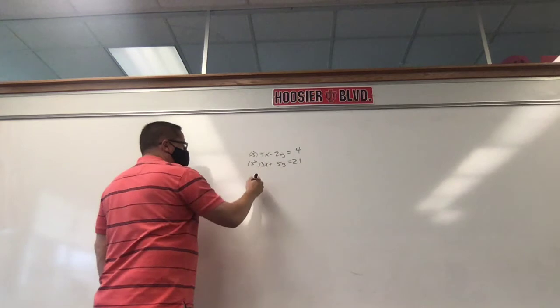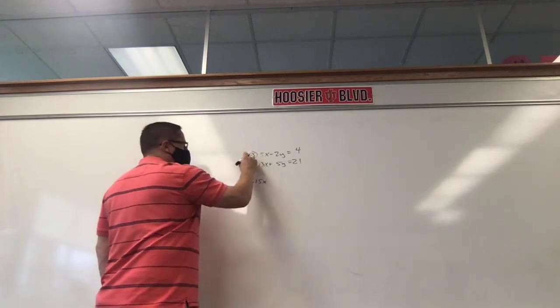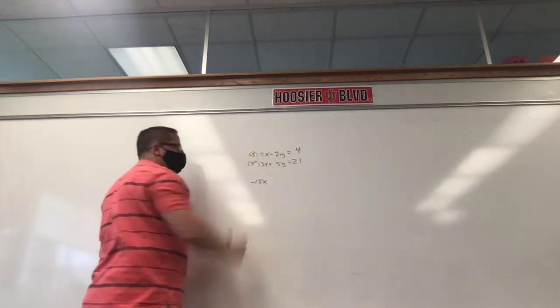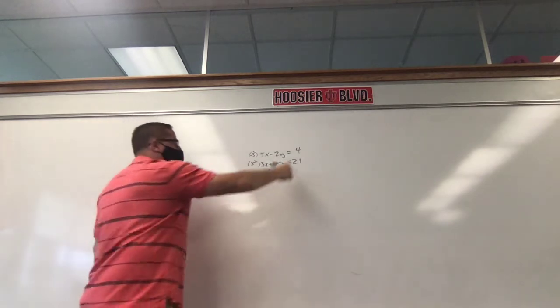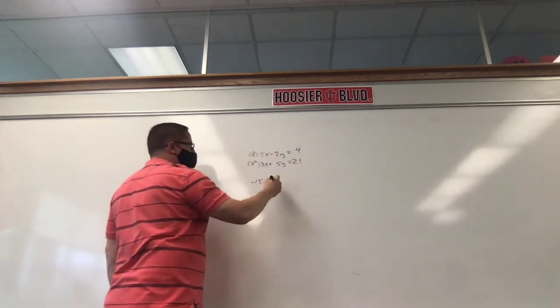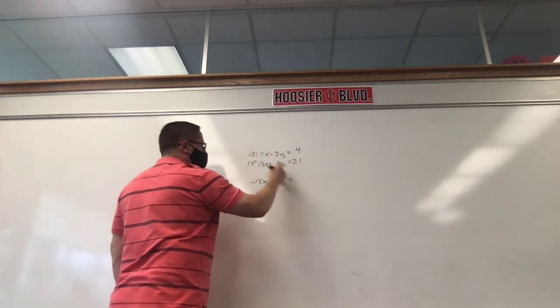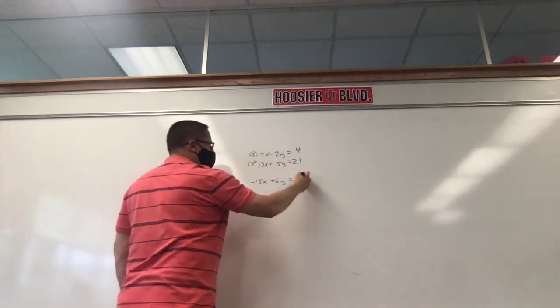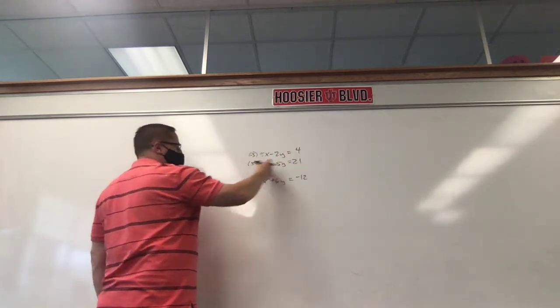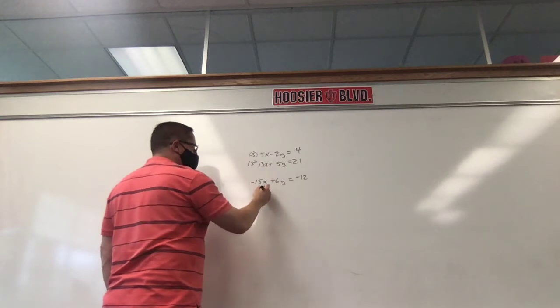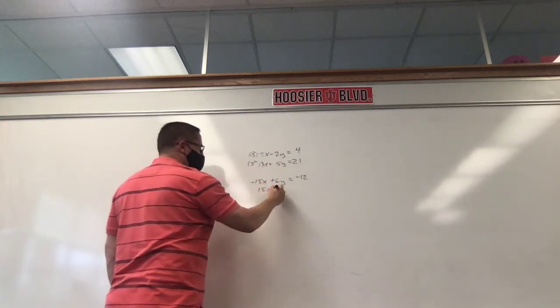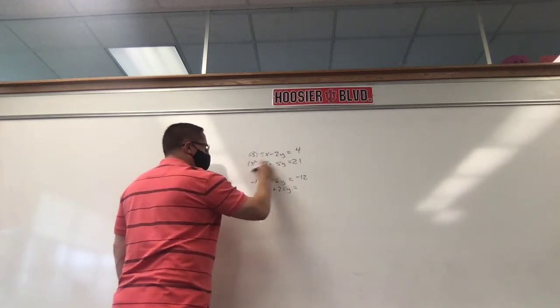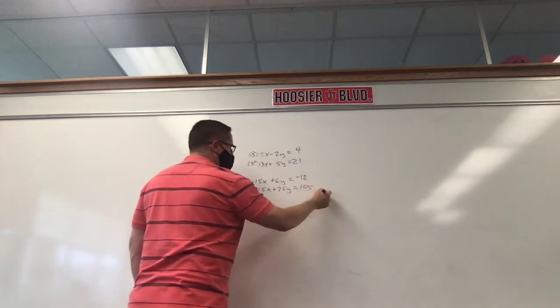So if we times these, we're going to get negative 15x. Negative 3, we times everything on top by negative 3. Everything, even this 4. Negative 3 times negative 2 is positive 6y equals negative 12. Good. Now we're going to times the bottom by 5. 5 times 3 is 15x. 5 times 5 is 25y. 5 times 21 is 105.